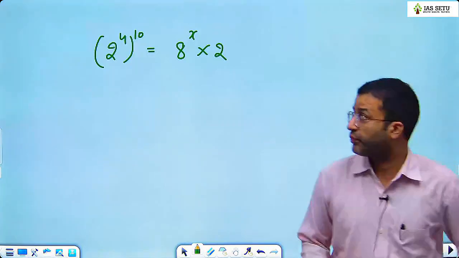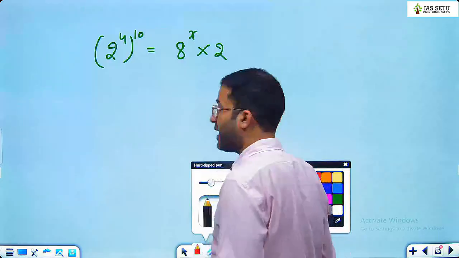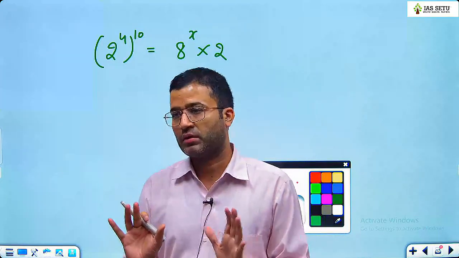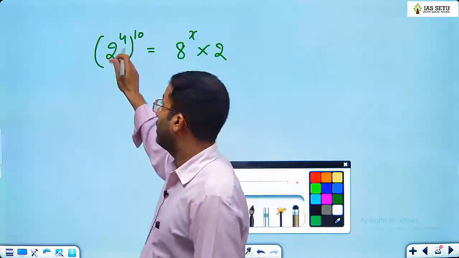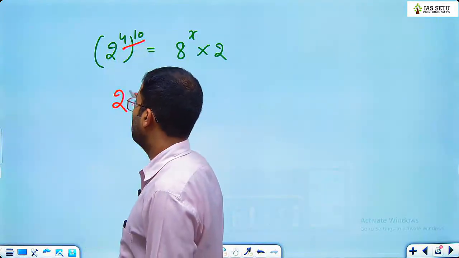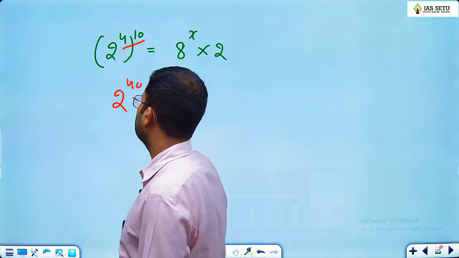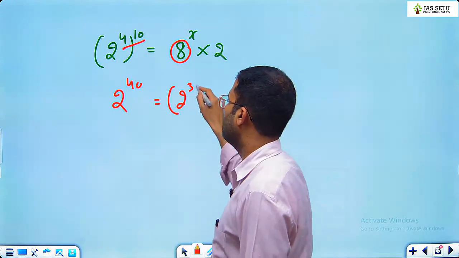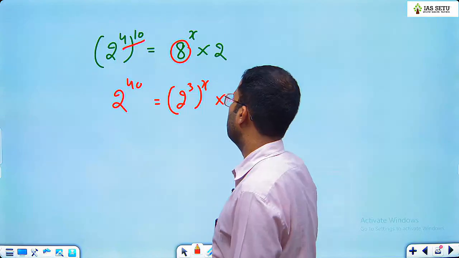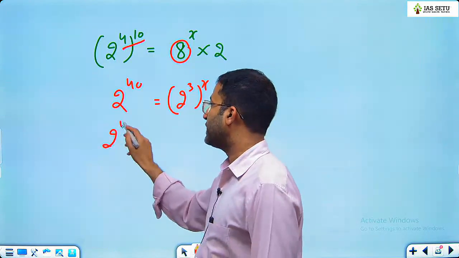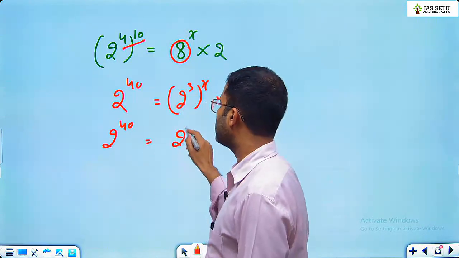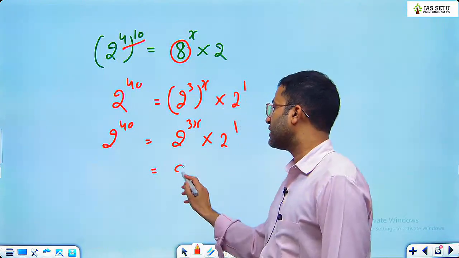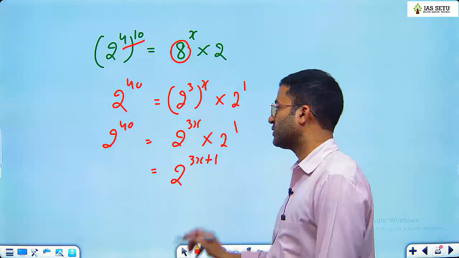I tell you. Look, the power has to be the same, the power should be the same everywhere. Okay. So here 2 to the power 40. What is 8? 2 to the power 3, and this is x. 2 to the power 1. So left hand side 2 to the power 40, right hand side 2 to the power 3x into 2 to the power 1. So right hand side it will be 2 to the power 3x plus 1.